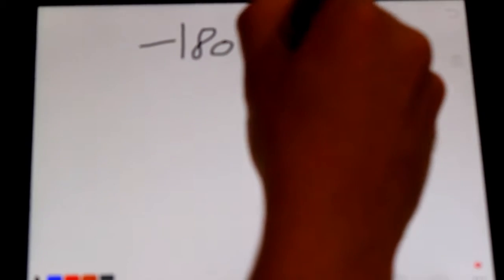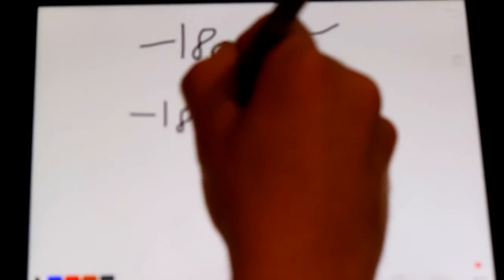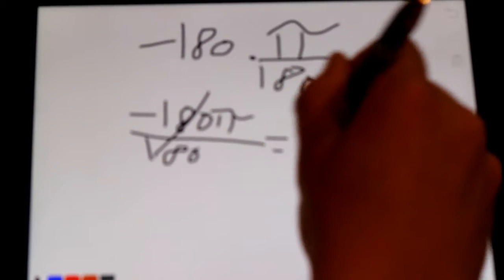But once again, we're going to do the same steps. We're going to multiply by pi over 180. And we're going to get negative 180 pi over 180. Obviously, our 180s are going to cancel off, and we are going to get an answer of negative pi.